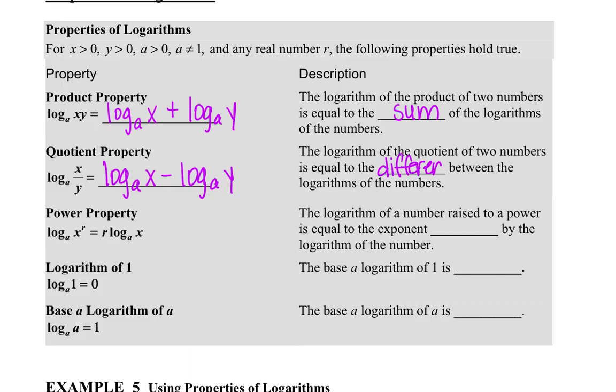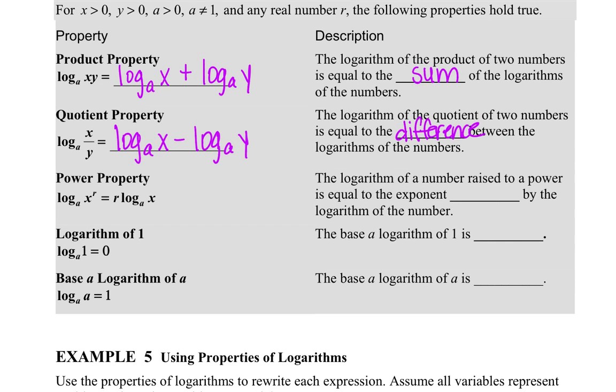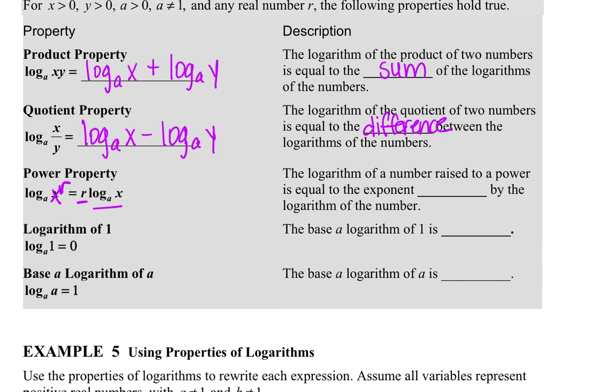They don't give you a lot of room to write these. The power property: if you have a number raised to a power, you just put the power up front and then write the rest of it the same. So it's equal to the exponent multiplied by the logarithm of that number. And these make so much more sense when you actually start doing them with numbers.